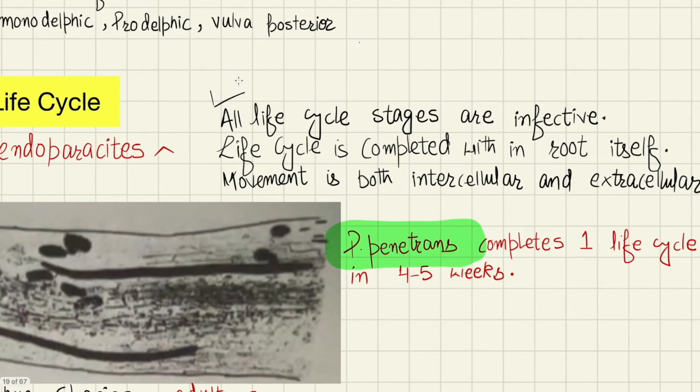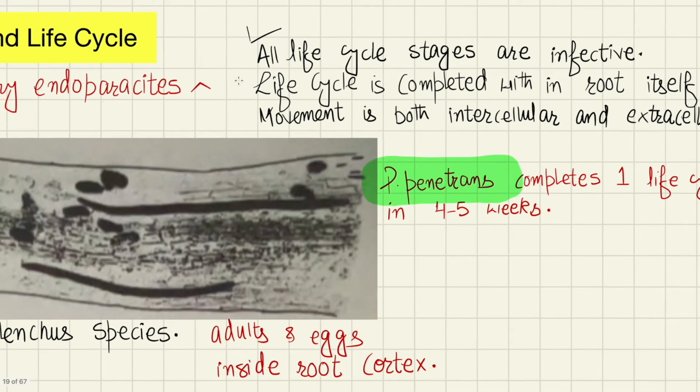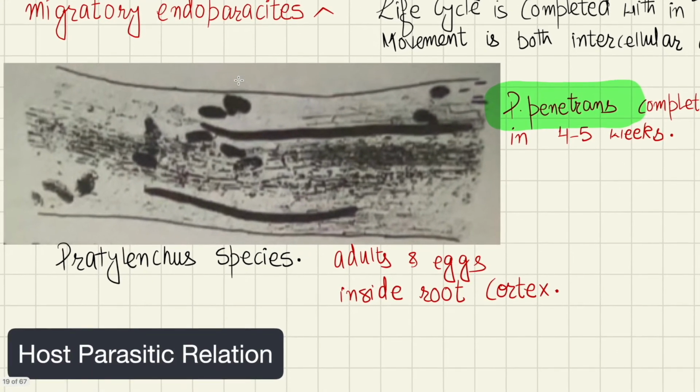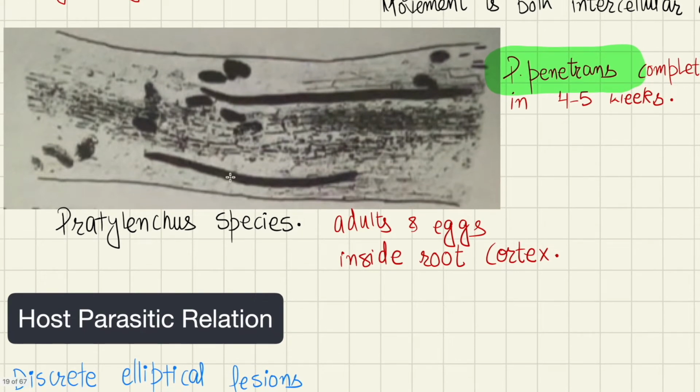And Pratylenchus penetrans completes one life cycle in 4 to 5 weeks. It's one of the most important lesion nematodes, Pratylenchus penetrans. And you can see in this picture, it's a Pratylenchus species, and the adults and eggs are inside the root cortex. You can see it on the right in the picture.